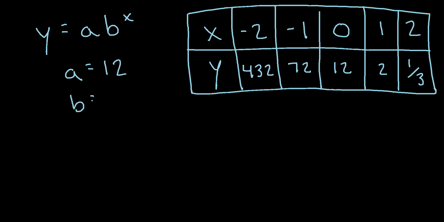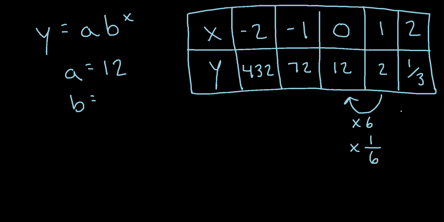Now b, that's the value that we multiply each y value by to get the next y value. So to go from 432 to 72, that's not exactly obvious what we have to multiply by, but let's pick something easier to start with. So let's go from 12 to 2, what do we have to multiply by? Well, we can see that the y values are decreasing. So when they're decreasing like this, sometimes it's easier to say, how do you go from 2 to 12? Well, that would be multiplying by 6. So in order to go from 12 to 2, we have to do the opposite of that, or the reciprocal, which would be multiply by 1 over 6.